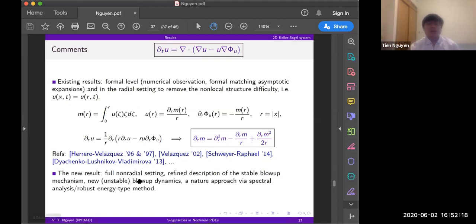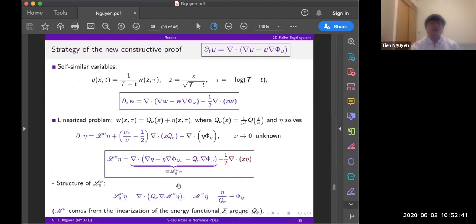And our new result is for the full nonlinear system, and we have a better description of the stable blow-up dynamic, and we obtain a new unstable blow-up dynamic, and which also we rely on a natural approach, based on a spectral analysis, to obtain the law of the blow-up. So for the rest of my time, I will mention the strategy of the proof.